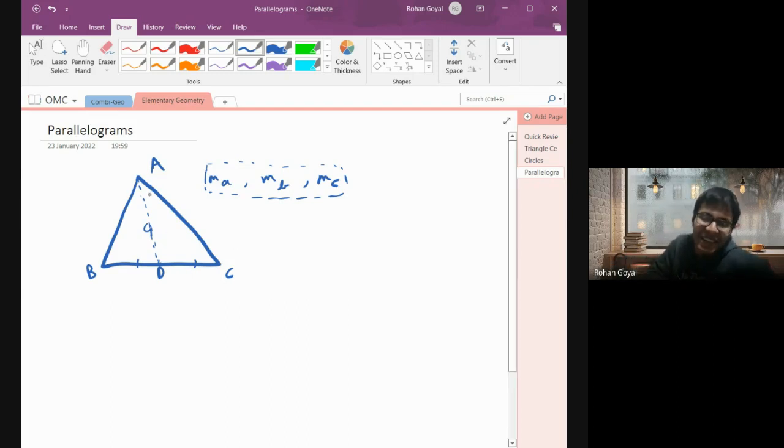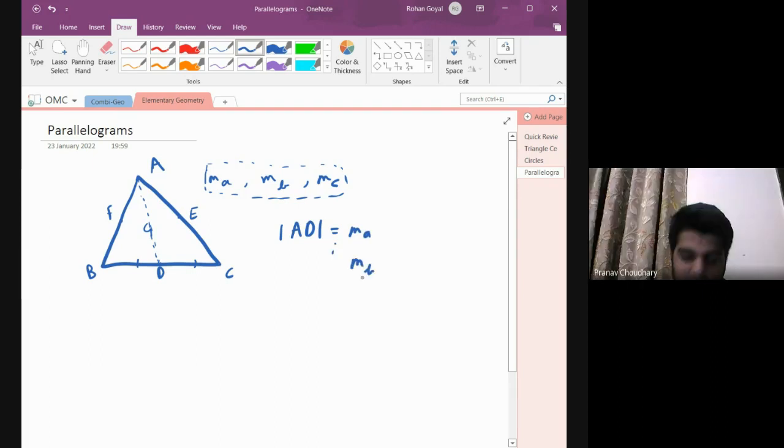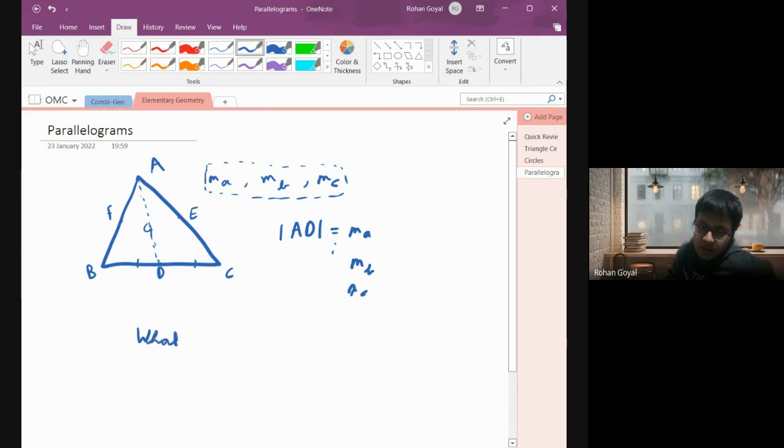ABC triangle, D midpoint of BC, E midpoint of AC, and F midpoint of AB. Length of AD is equal to MA. Similarly, you define MB and MC. What is the area of the triangle with sides MA, MB, MC?